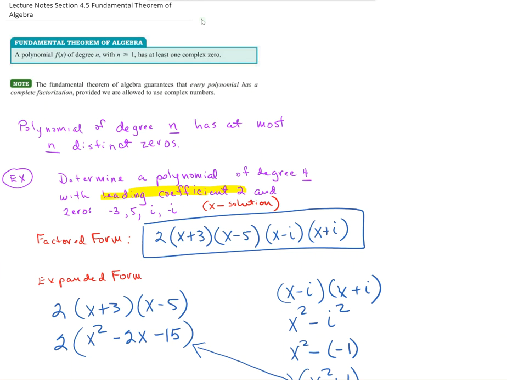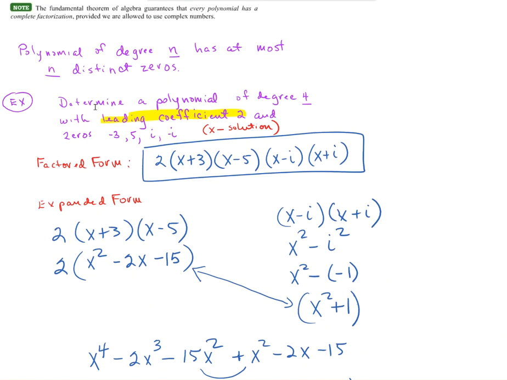This is section 4.5, and it's about the fundamental theorem of algebra. It's stated here: a polynomial f of x of degree n, where n is greater than or equal to 1, has at least one complex zero. So it guarantees that every polynomial has a complete factorization provided we are allowed to use complex numbers. So let's look at some stuff.